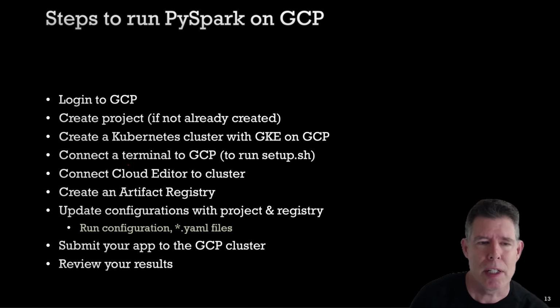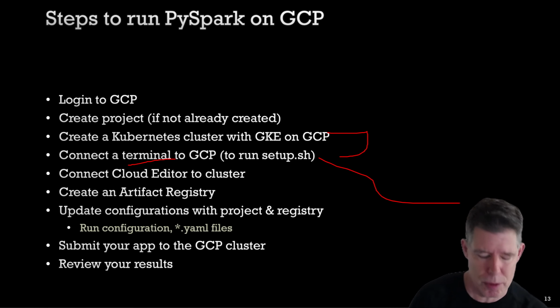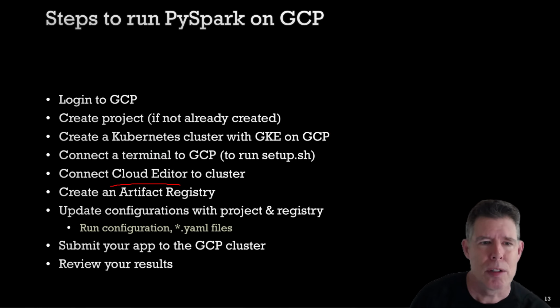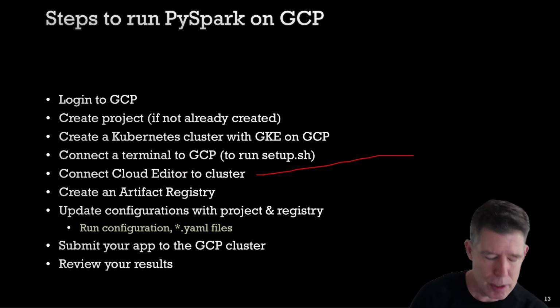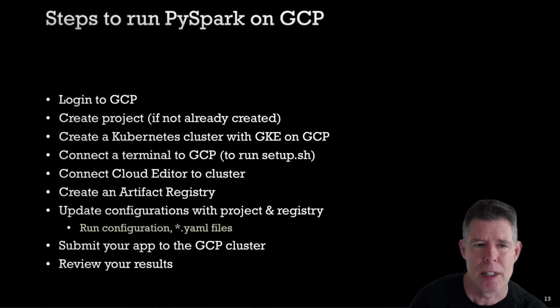I will connect a terminal to that cluster so that I can run my setup script. And my setup script installs the Spark operator. I will connect the Google Cloud Editor, and you just open the editor. Once you have a terminal, there's a button there to open the editor. I'll connect that editor to the cluster, and usually it recognizes it, but you can use a Google Cloud gcloud command to connect your editor, your terminal, to the cluster.